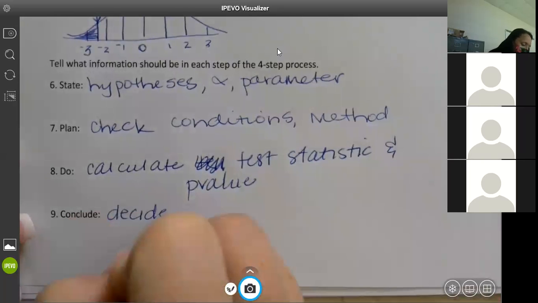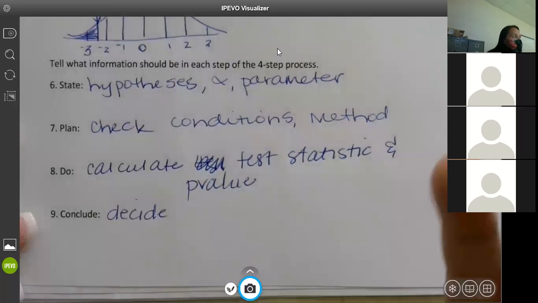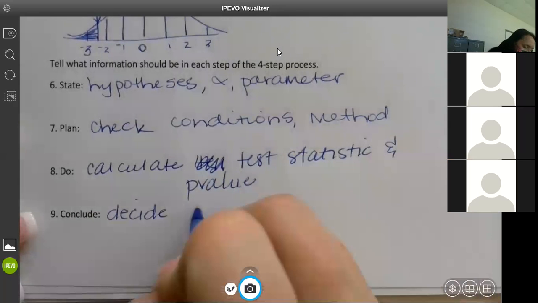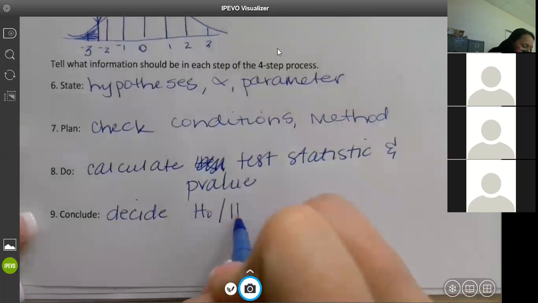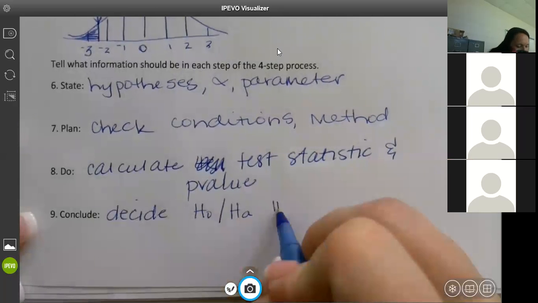You're going to decide what you pick. You're either going to fail to reject or reject H sub 0. So you're going to decide which one you're going to choose, but make sure that you put it in context.